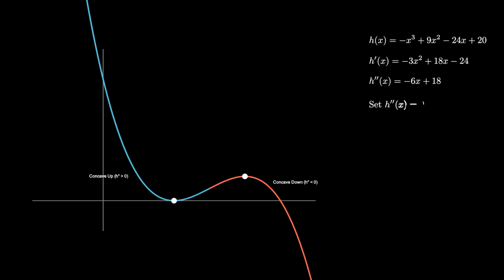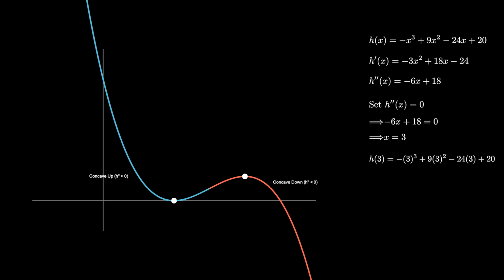Now, set the second derivative equal to 0, because that is where the inflection point occurs. Negative 6x plus 18 equals 0. Negative 6x equals negative 18. Divide both sides by negative 6. X equals 3. Now, substitute x equals 3 back into the original function to find the y-coordinate.